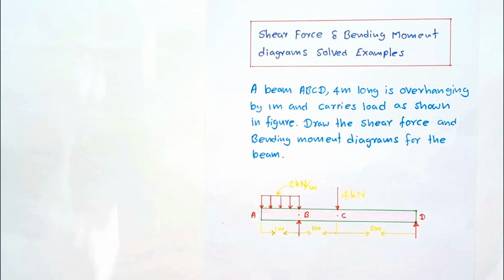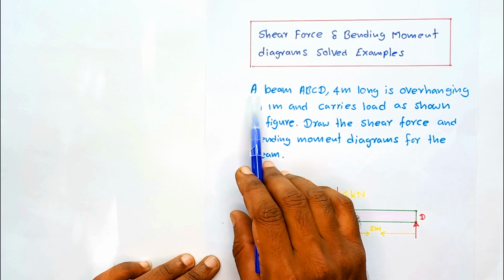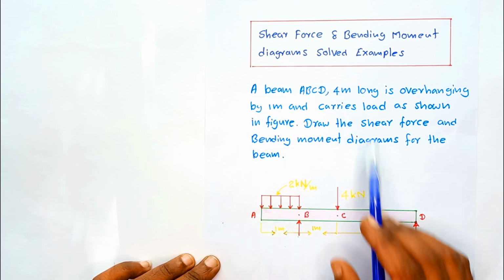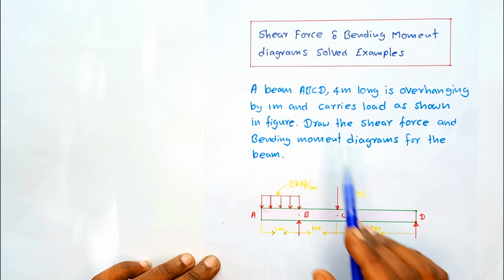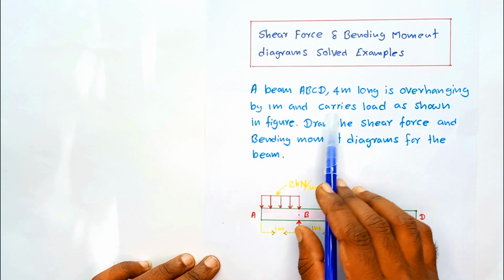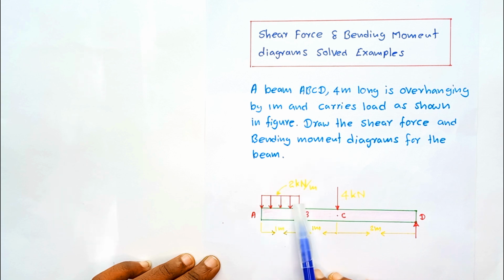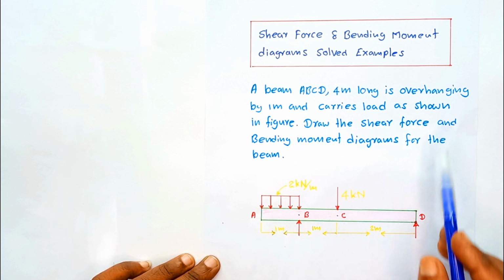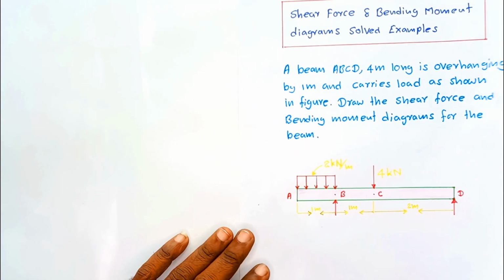In this video tutorial, we are going to discuss another shear force and bending moment diagram example problem. Here is the beam given, a beam ABCD, 4 meters long, overhanging by 1 meter and carrying loads as shown in the figure. Here you can see the distributed load and the point load acting at point C. Then draw the shear force and bending moment diagram for the beam. Okay, let's see how to solve this problem.